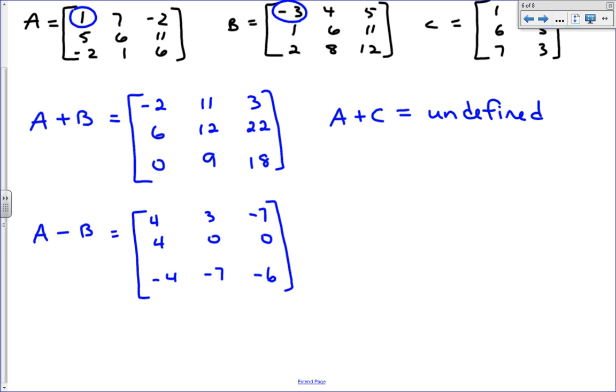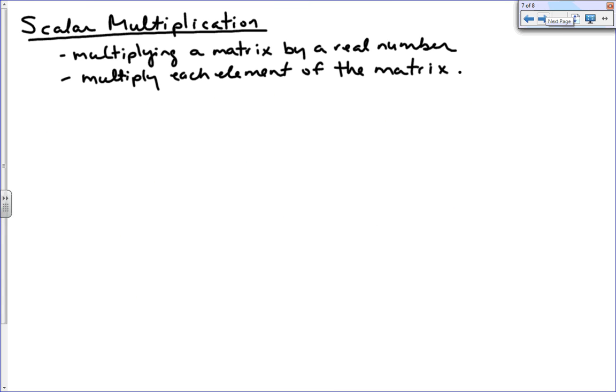And again, if I were to say, well, what about B minus C? That's another one that's undefined because they have different orders or different dimensions. So that's addition and subtraction.